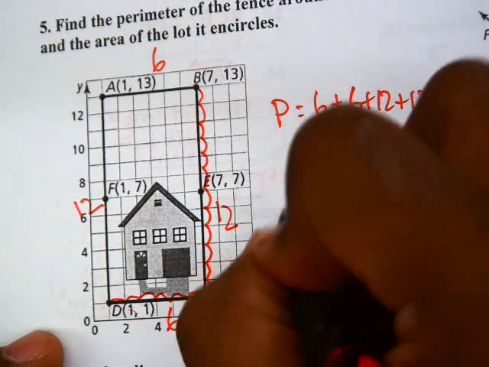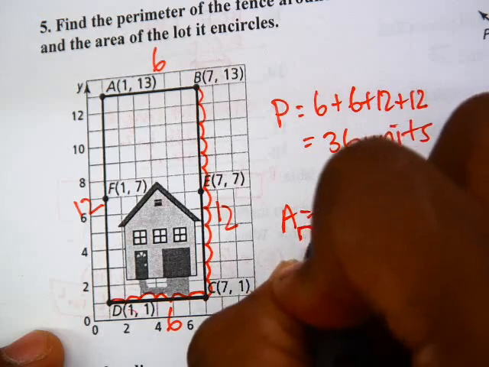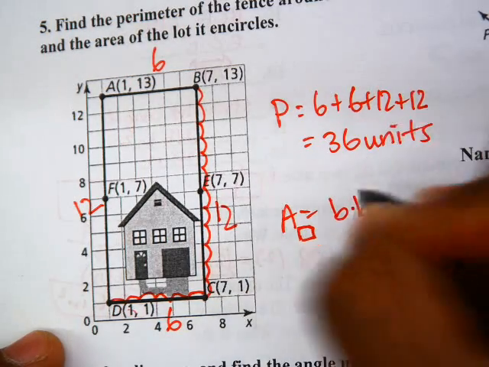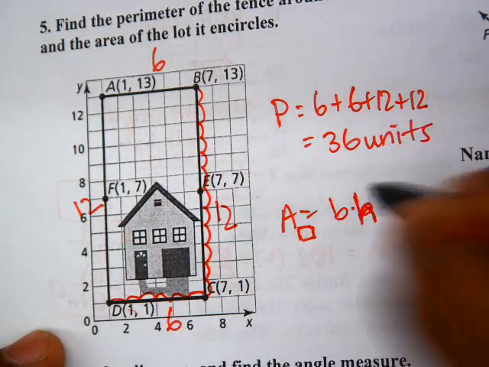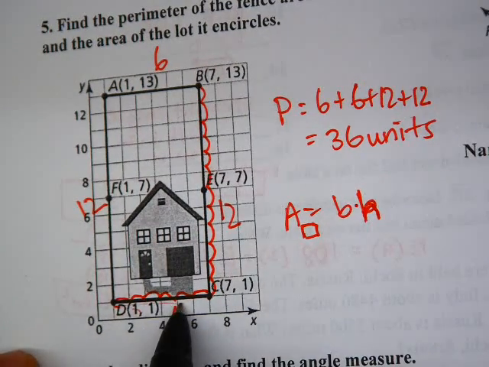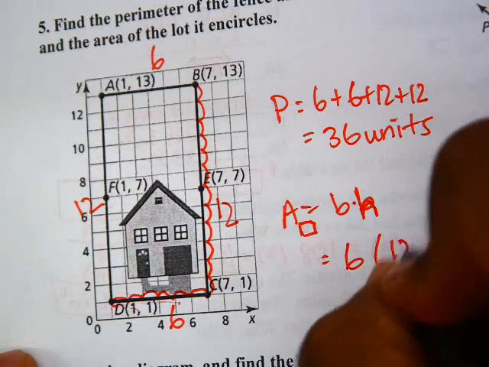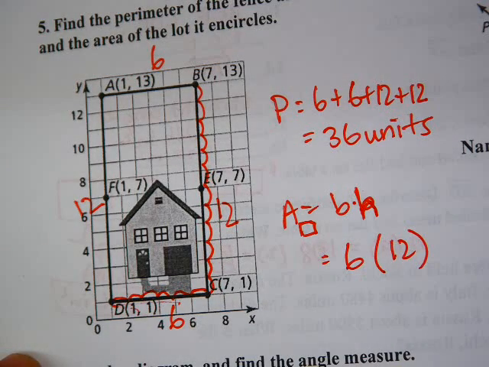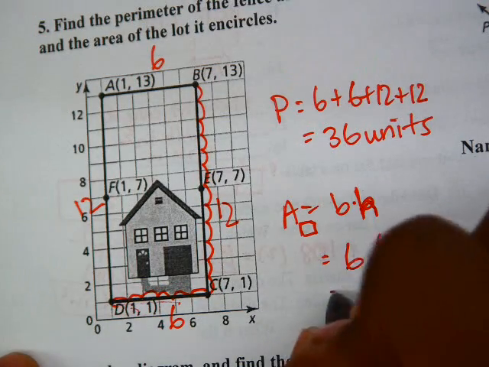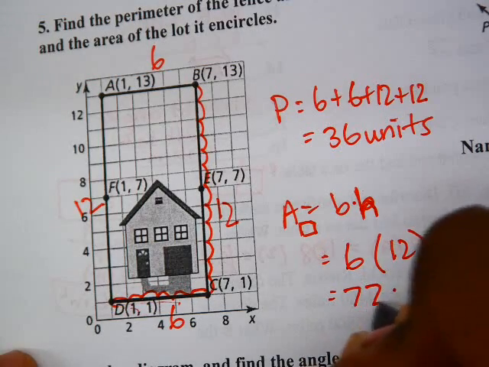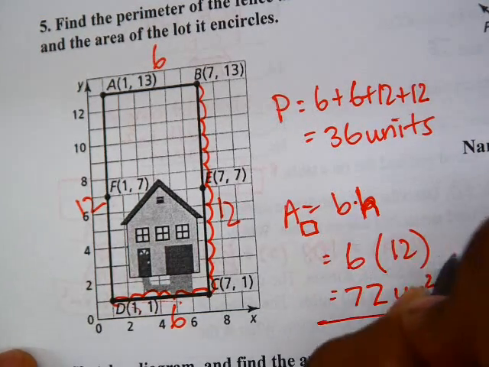Now area for a rectangle is base times height. Ooh, not that, sorry. My base is 6. My height is 12. 6 times 12 is 72. And that's in square units for area.